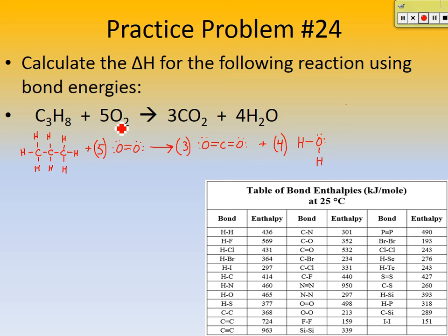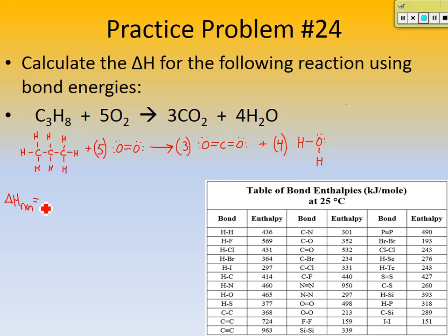Okay, now let's look at it. I've drawn the Lewis structure, so I've got all the bonds here. Let's write our equation. Delta H of the reaction is equal to. Now, do we do the bonds broken or the bonds formed first?